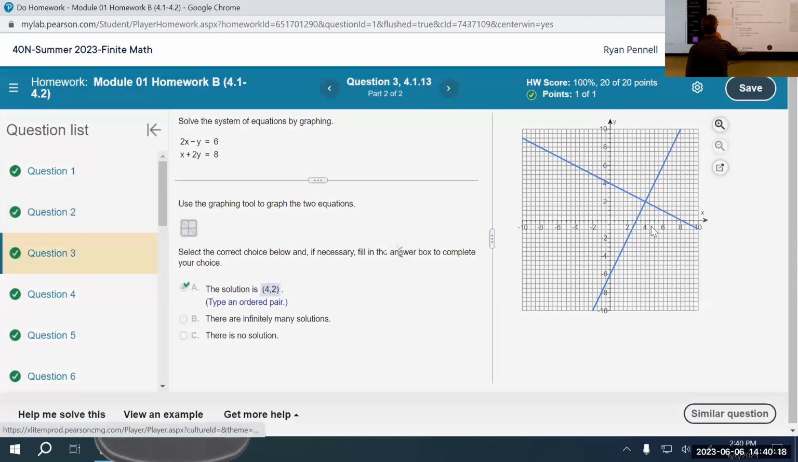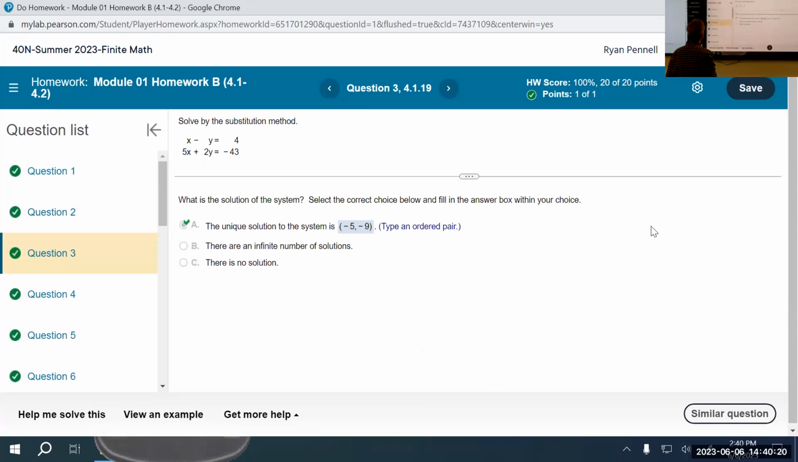Look at 3. Solve by the substitution method. Well, the computer's not going to know if you use the elimination method or a graphing calculator. The computer doesn't know, but I'll at least show you the way it says to do it. So that's what I'm going to do. All right, substitution method. How do we do that? We solve for one variable and then plug it into the other equation, solve, and plug it back in.